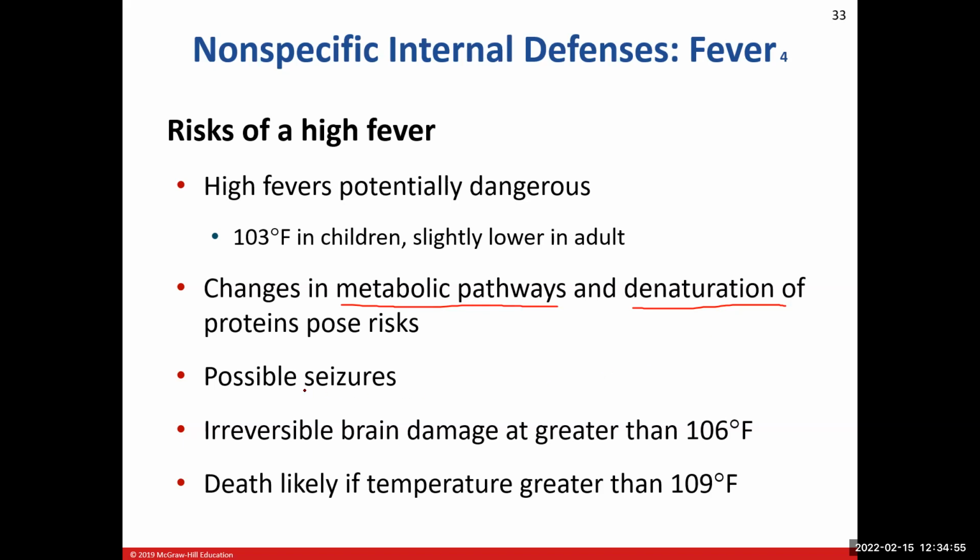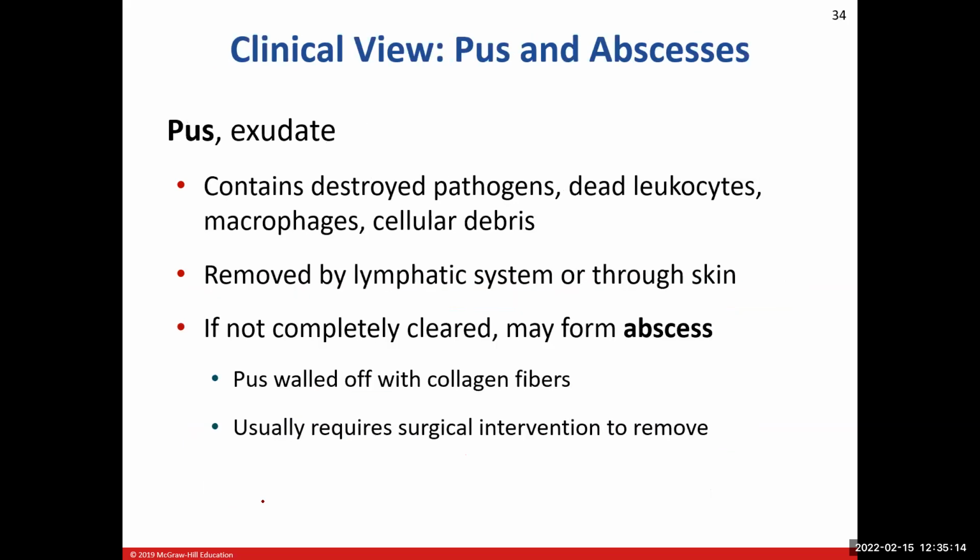When the temperature gets really high, you can have seizures. That's bad. So when you get up to like 103, 104, things aren't so good. You get up to 106, you can have brain damage. And then you get up to 109, you can die. Got to be careful with that.